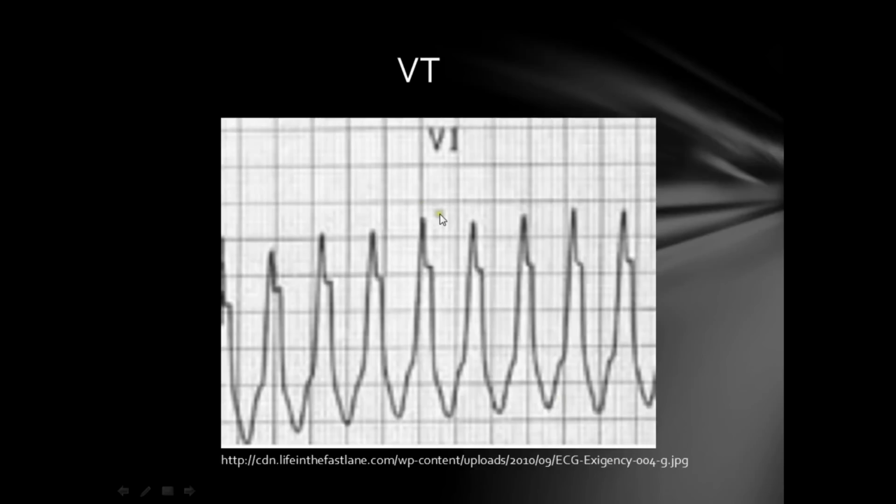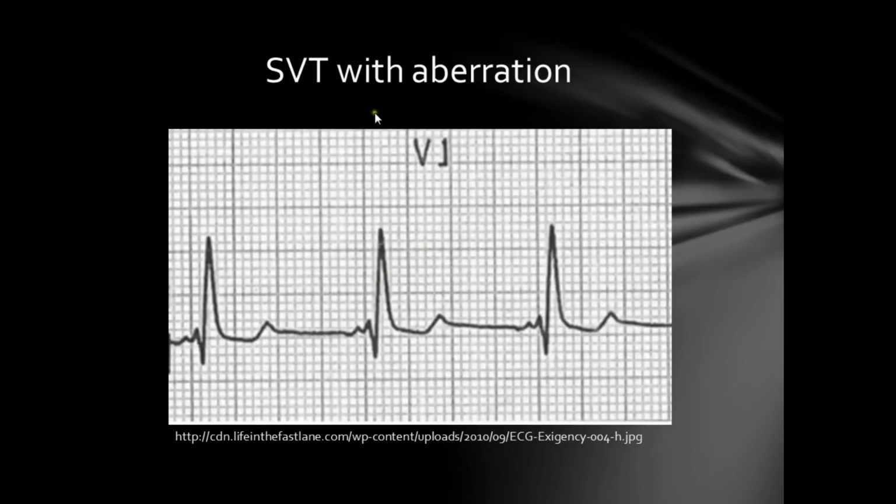And you can see here on this ECG a taller left rabbit ear in ventricular tachycardia. And here in SVT with aberration, you can see a taller right rabbit ear. And since this is taken from V1, this is probably an aberration due to right bundle branch block.